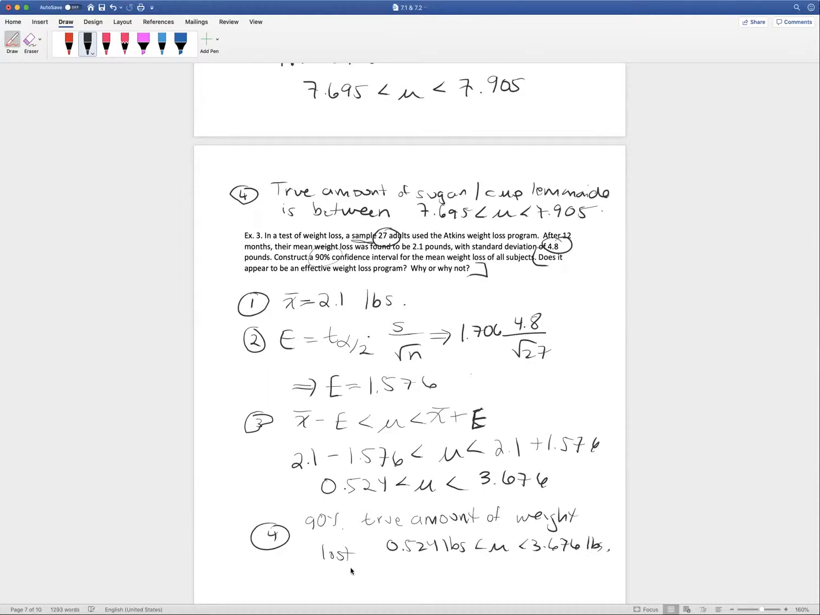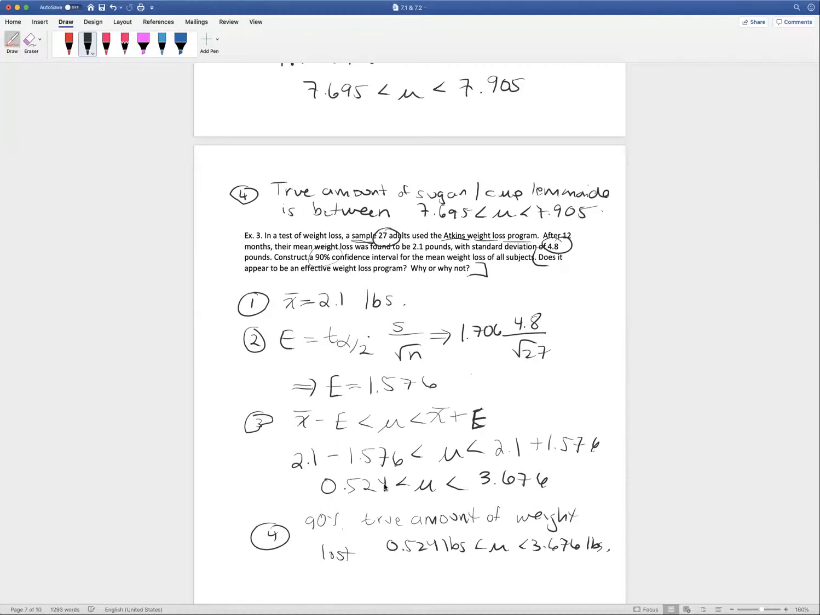Would you go on a diet if you had a 90% chance of losing between half a pound and 3.6 or 3.7 pounds? Going on a fairly intense diet, because that's what the Atkins diet is, this is the Atkins weight loss program, and coming off and really only losing half a pound, 0.524 pounds, or losing 3.7 pounds, that to me is not worth it. Now, it's entirely up to the person.